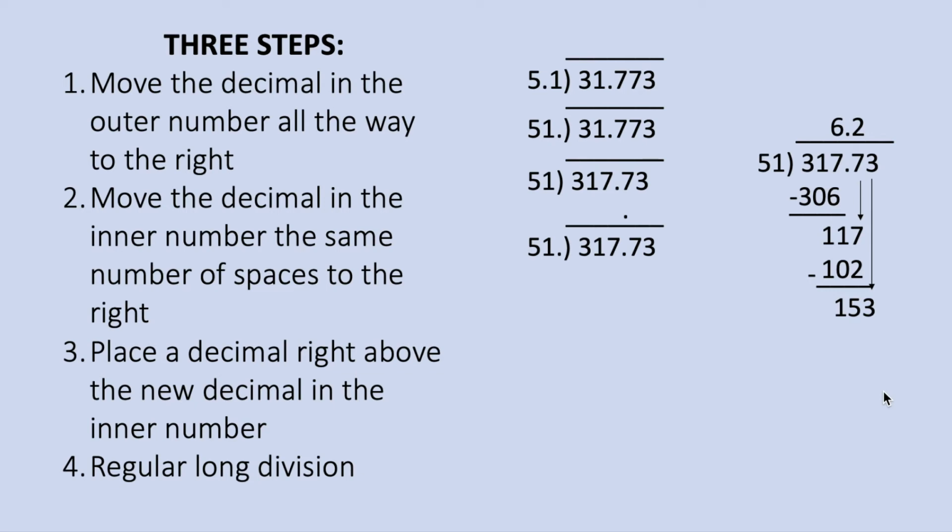And since 50 times 2 is 100 and 50 times 3 is 150, I'm going to put 3 up there and then multiply it out to see how much that would end up being. And when you multiply 3 times 51, you get 153. And when you subtract that from 153, you get 0. So you know that your answer is 6.23.